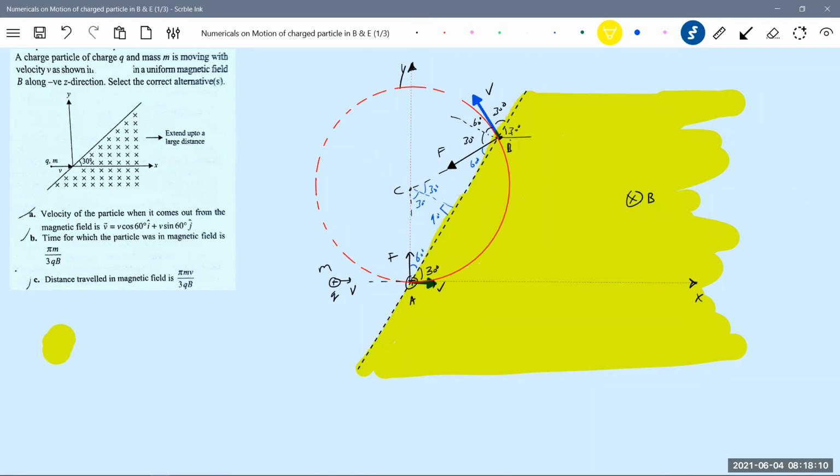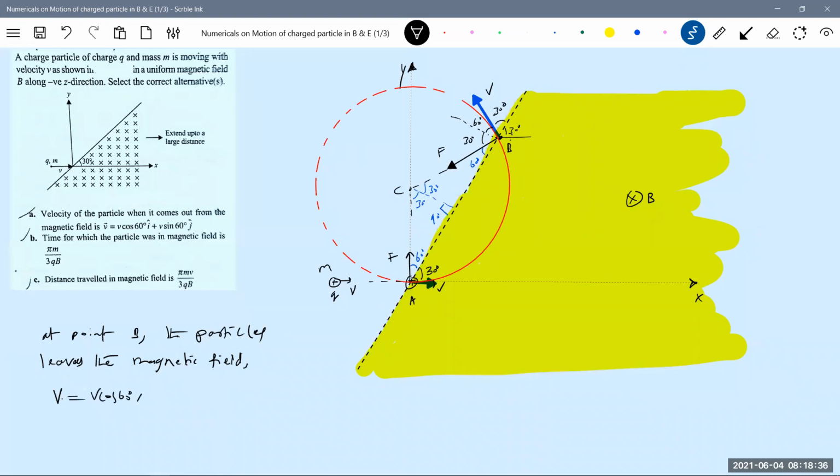So what is the velocity of the particle at B? At point B, the particle leaves the magnetic field. Therefore, the velocity of the particle will be V cos 60 degrees i cap plus V sin 60 degrees j cap. So this will become V by 2 i cap plus V root 3 by 2 j cap. Okay, all of you? This is the first part.